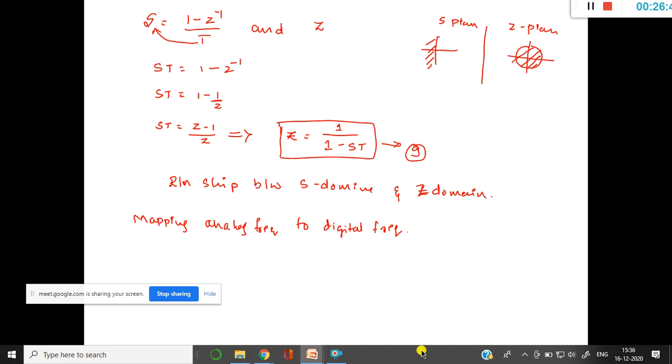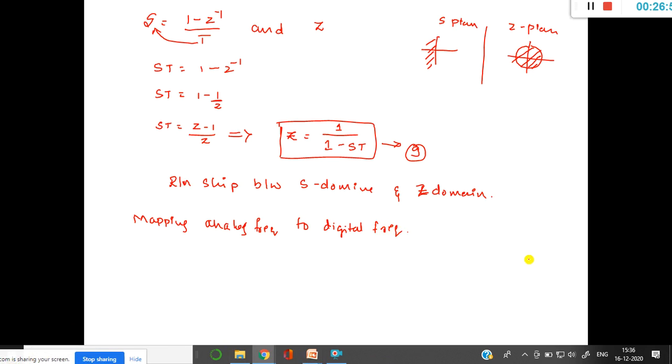Fine. Okay. Now we already have this digital frequency, that is z equal to 1 by 1 minus sT. What is s equal to? S is nothing but the complex frequency, that is s equal to j omega. Right? Now put s equal to j omega here. Now you have this frequency term, so you can obtain the relationship between a frequency component in the digital domain.